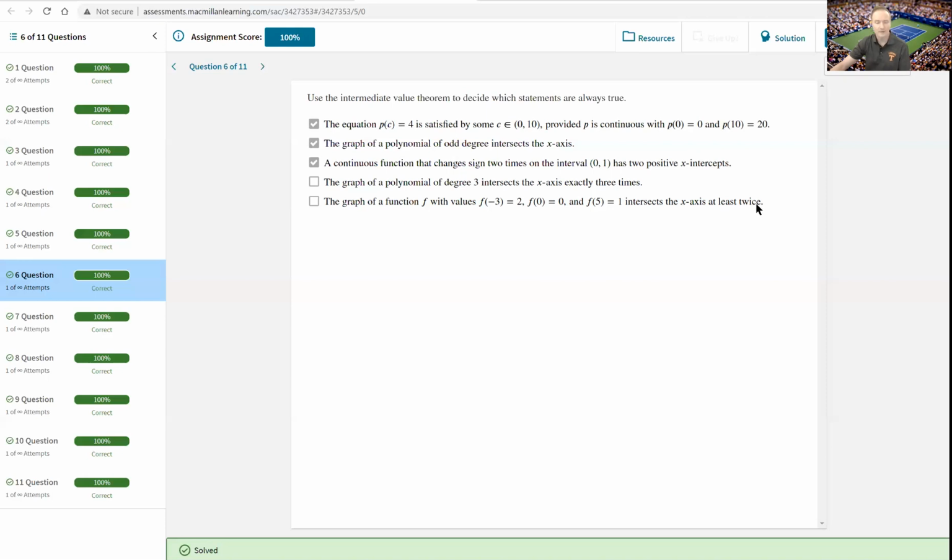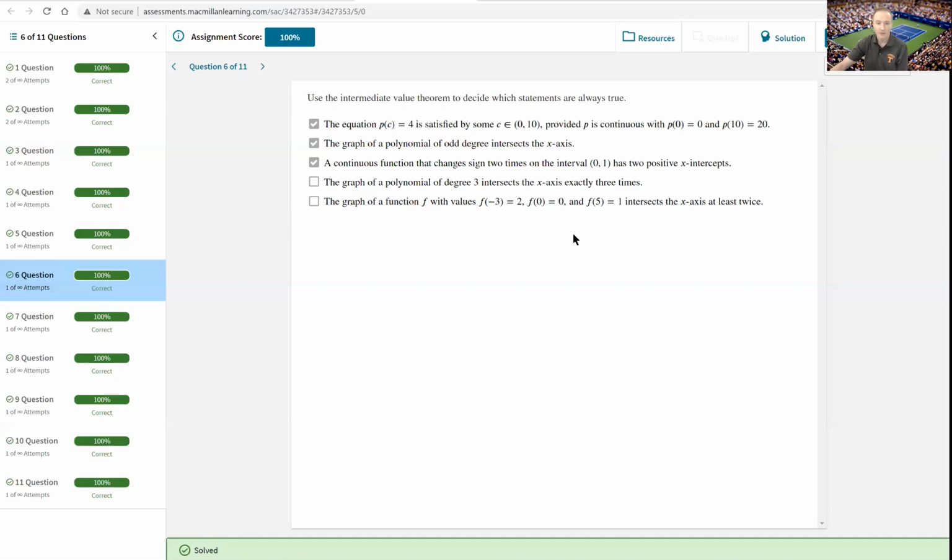Okay, think about this. At -3, the y value is 2. At 0, you're going down to an x-intercept of x equals 0, y equals 0. But then at 5, you're going back up to a positive y value. So how would that have to intersect the x-axis at least twice? From the information given, it only intercepts the x-axis once. It would have to change the y value sign 2 times in order to intersect twice.